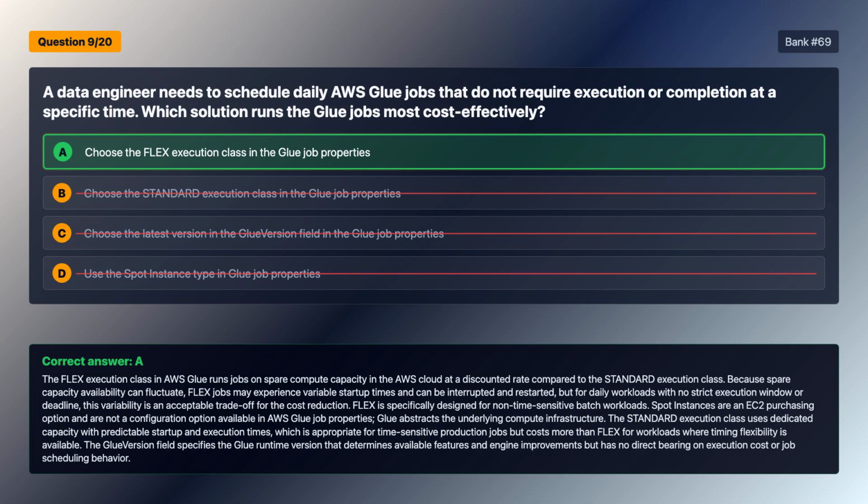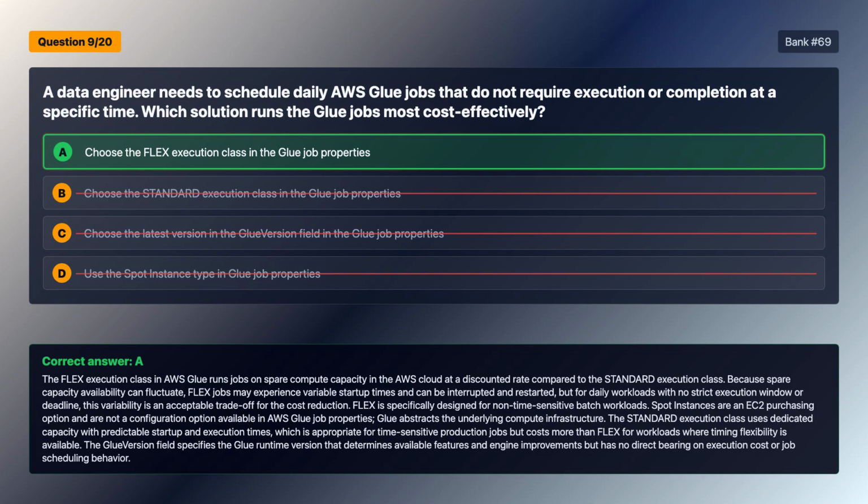Spot instances are an EC2 purchasing option and are not a configuration option available in AWS Glue job properties. Glue abstracts the underlying compute infrastructure. The standard execution class uses dedicated capacity with predictable startup and execution times, which is appropriate for time-sensitive production jobs, but costs more than Flex for workloads where timing flexibility is available.